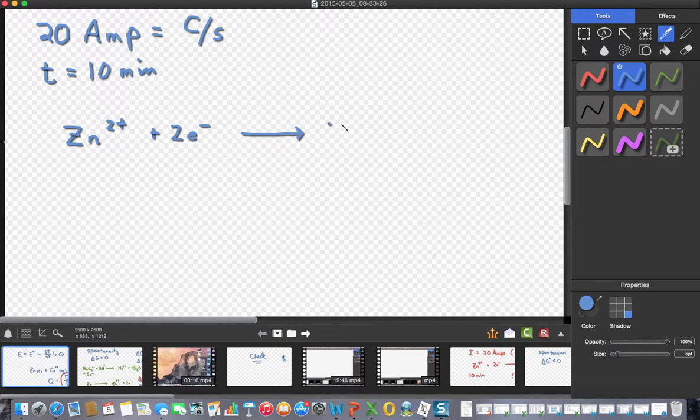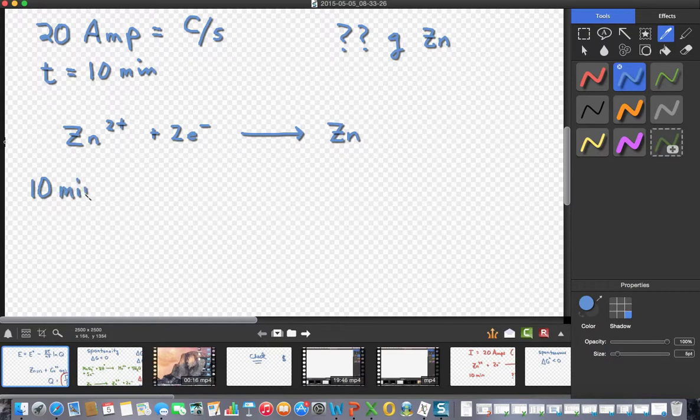That's not a spontaneous reaction, so I'm providing electricity to plate zinc. The question is, what mass of zinc will I plate at this current for this amount of time? This essentially becomes one grandiose stoichiometry dimensional analysis problem. We'll begin with time, 10 minutes.